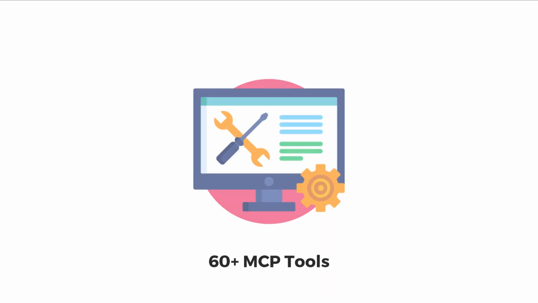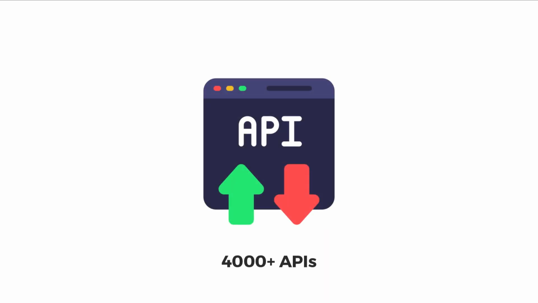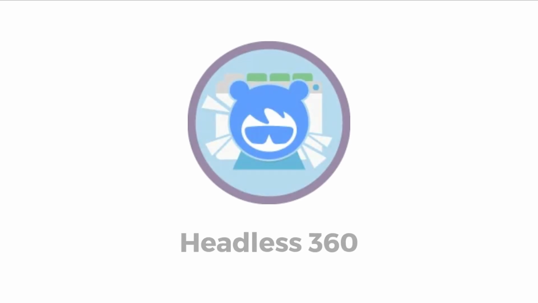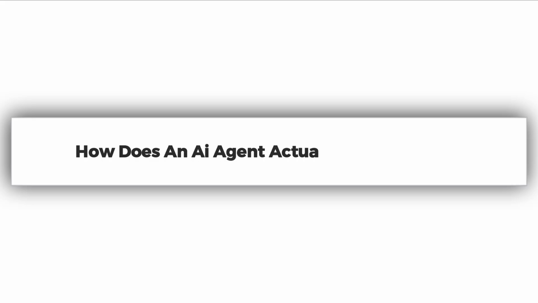Over 60 MCP tools, 4,000 plus APIs, 220 plus CLI commands, all pointing at the same goal: make the platform accessible to anything, human or AI agent, without a browser in the way. That is Headless 360. The platform opens up. The question is, how does an AI agent actually connect to it? That is where MCP comes in.